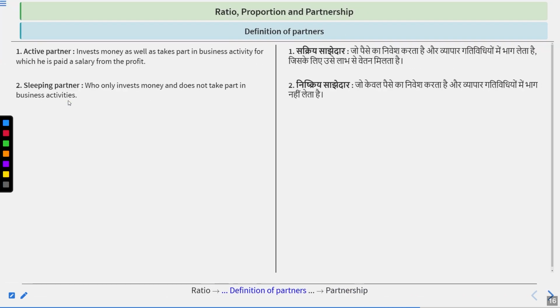Next one, active partnership. Active partners are those partners who invest money as well as take part in the business actively, for which they are paid a salary from the profit. Next one is sleeping partner, who only invests money and does not take part in business activities. So there is a difference between active and sleeping partners.